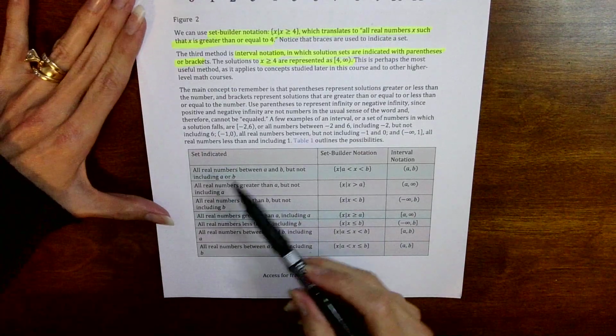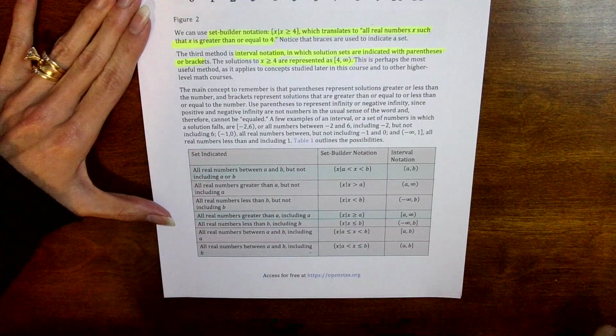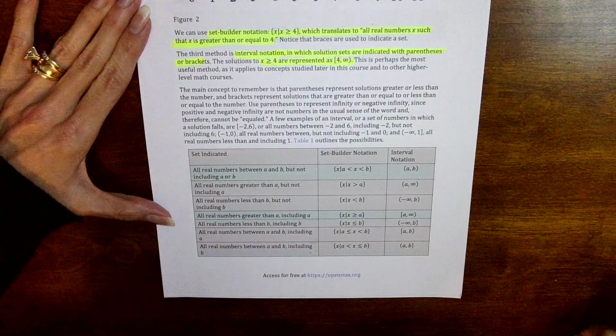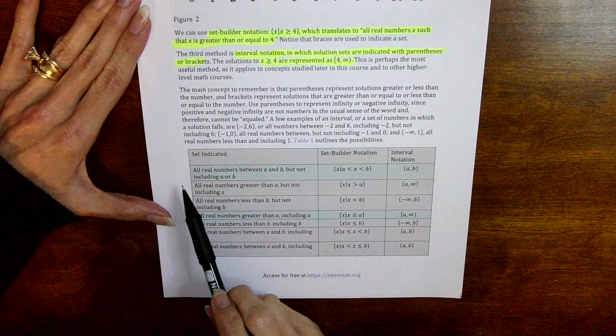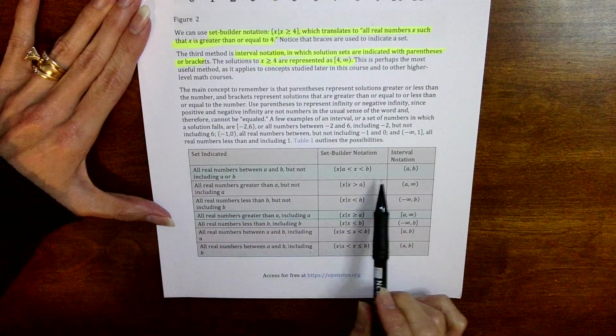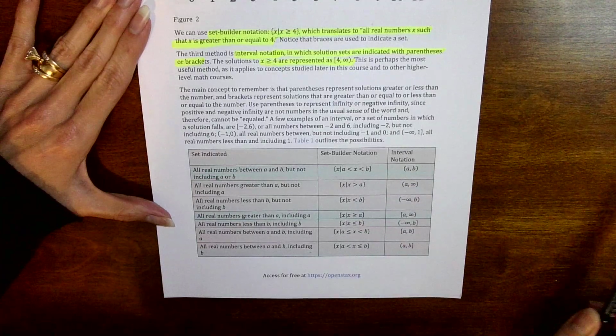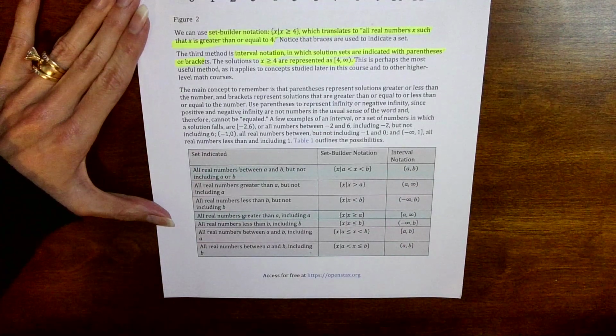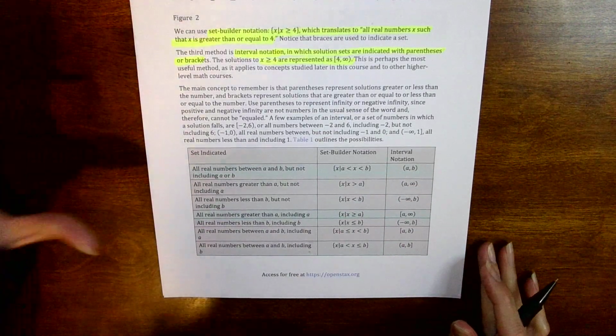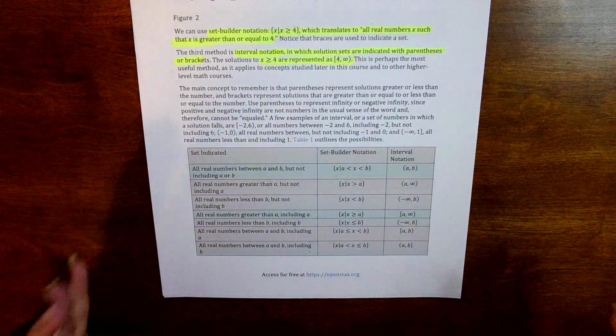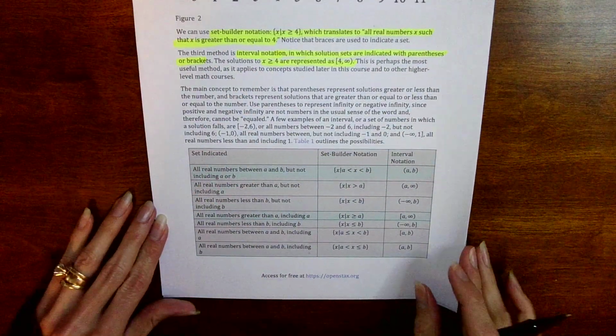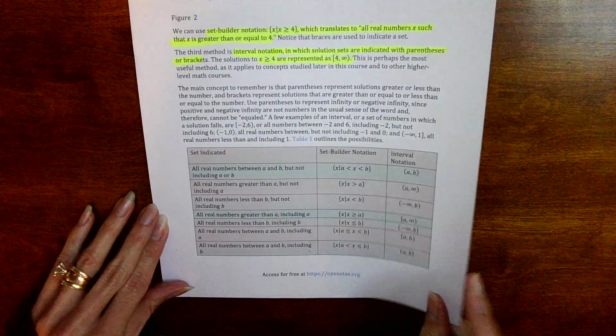So if I go down here, there's a nice little chart that talks about it: the set that's included, the set builder notation, and the interval notation. So that would be handy. That's something back in the day that I would have on a recipe card and have out in front of me when I'm doing my homework or studying for my test.